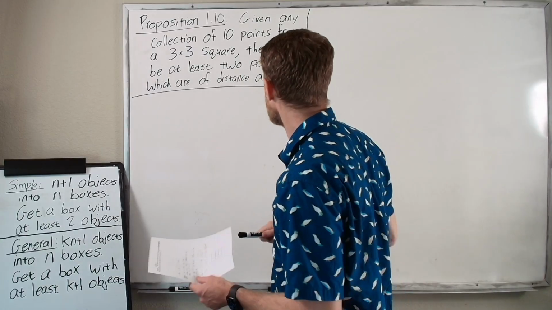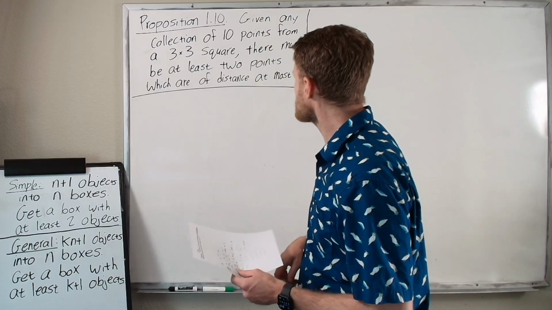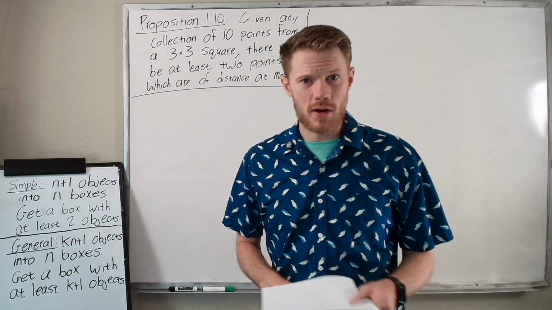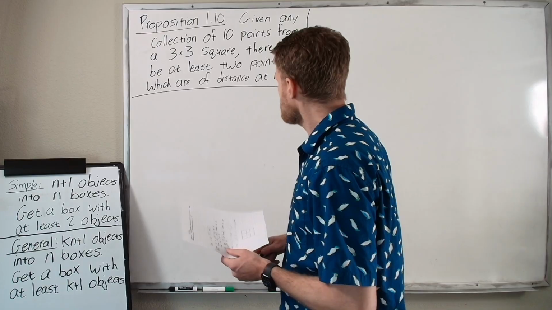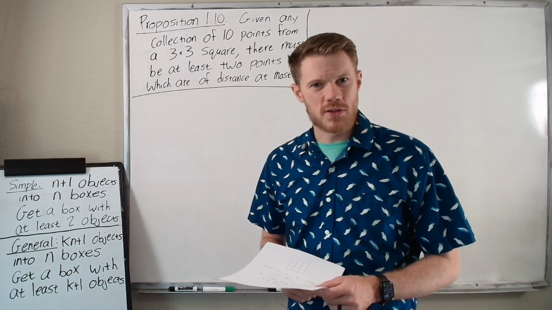This proposition is kind of interesting. It says this: given any collection of 10 points from a 3x3 square, there must be at least 2 of those points which are of distance at most square root of 2.